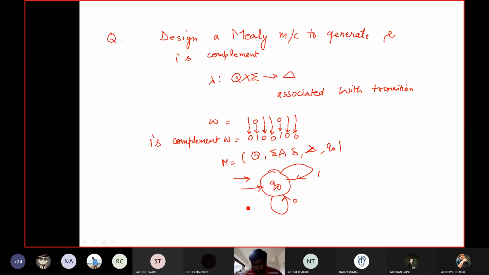Clear this point? So here you can see we can generate any input string like 1 0 1 1 1 0, but corresponding to these transitions we need to complement it. So whenever we apply 1, then the output must be 0. And when we apply 0, the output must be 1. So this is a kind of Mealy machine that will represent one's complement. You have to just note down this example, it is a very important example.